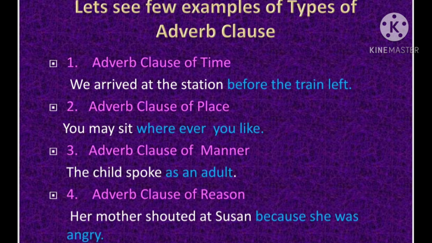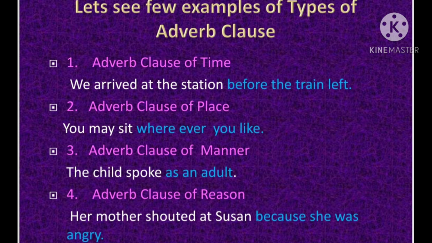The first one is adverb clause of time. We arrived at the station before the train left. We arrived at the station, main clause. Before the train left, subordinate adverb clause of time. The subordinator here is before, which denotes time. And here the subordinate adverb clause of time is modifying the verb arrived in the main clause. So this is the way, children, you need to analyze the clauses and state their relation at the same time.